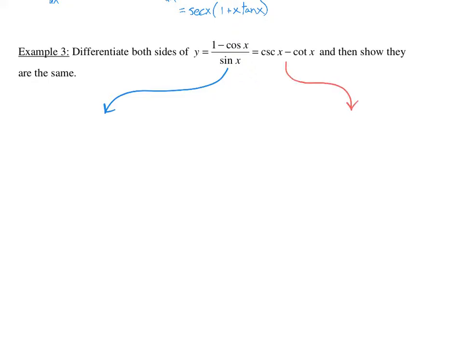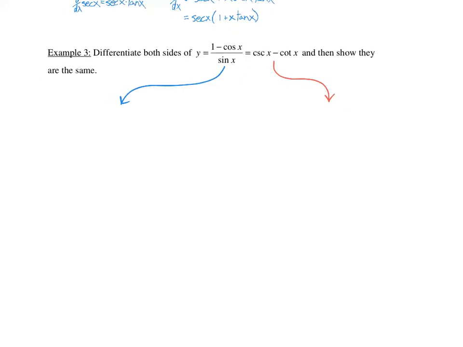Yeah, we did identities, proving identities. Here, this is a little different. We're going to prove that these two have the same derivative. Okay? So, let's start with the right side since that's the easier one. It's just subtraction. What's the derivative of cosecant? Negative cosecant cotangent. Okay. And the derivative of cotangent? Negative cosecant squared. Okay, so it's minus a negative cosecant squared.